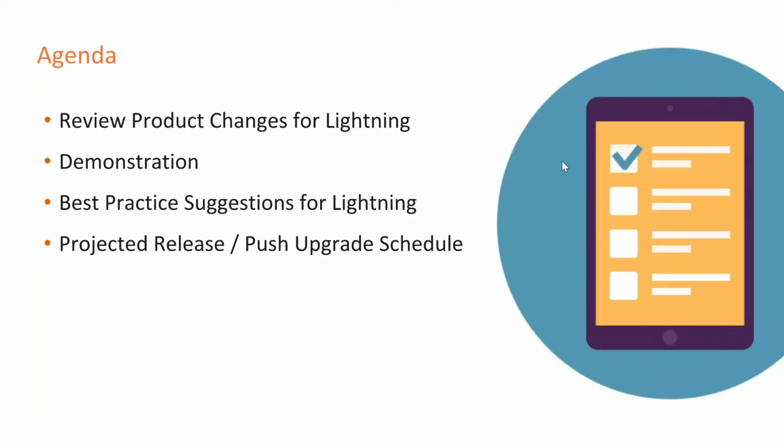Joe, do you want to go over our agenda this afternoon? Sure, thanks, Howard. We have four main items for our agenda today. The first item is that we'll review all the major changes we've made to our apps in terms of supporting them for the Lightning experience. We'll then move into the meat of the presentation, which is our demonstration of how these apps work in Lightning today. We'll then talk about some best practices for each of the apps in Lightning. And then we'll wrap things up with our projected release/push upgrade schedule, so we'll give you a little bit of information on when we intend to release these to the public and when we intend to just automatically push it out.